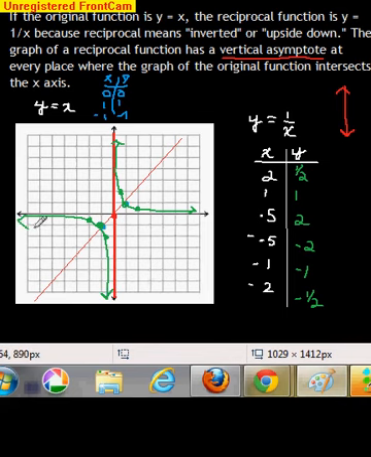So this is what the inverse function of y equals x looks like. The vertical asymptote is where that function crosses the x-axis, and we can see they haven't brought this in yet, but this is called the horizontal asymptote because x can never equal 0, so the graph is never going to be able to touch 0. Okay, we're going to try one more.